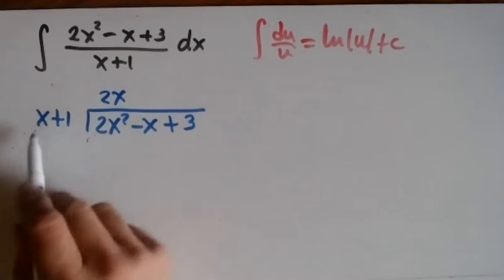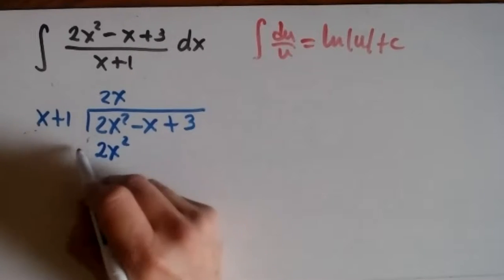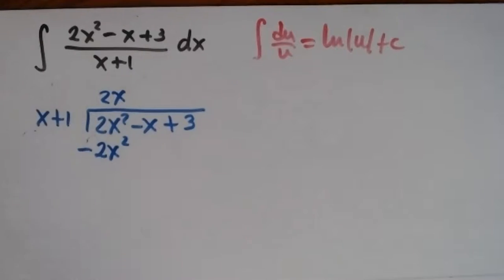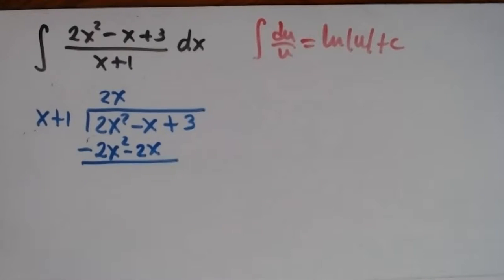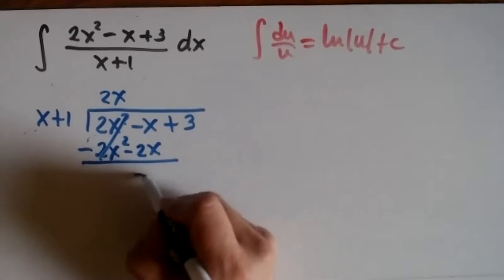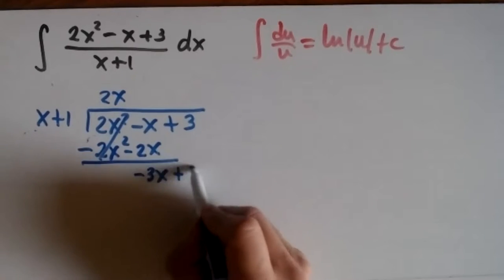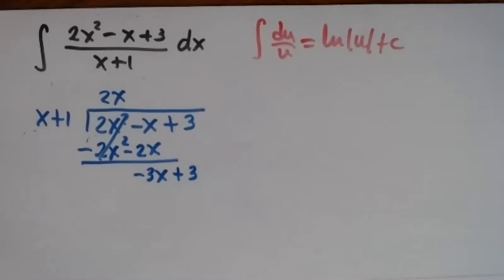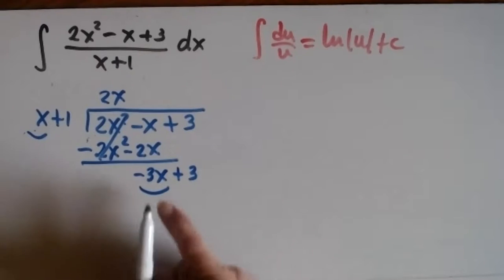And then I multiply and subtract. 2x times x is 2x squared, subtract. 2x times 2, 2x, subtract. Then I'm going to get a subtraction. This is 0, and this is negative 3x. Now what do you do? You move down the 3, and you put it with this one, and then you divide this by this again.